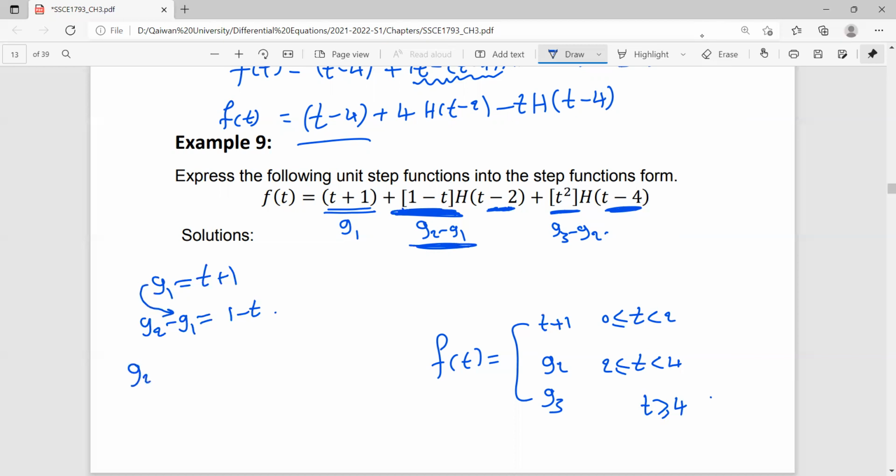We just replace G1 by the function, which is t plus 1. So G2 minus t minus 1 equals 1 minus t. That means G2 equals 2. Here, we move these two to the other side. We get t and minus t. These two cancel, and you get 1 and 1, which is 2. So G2 is 2.